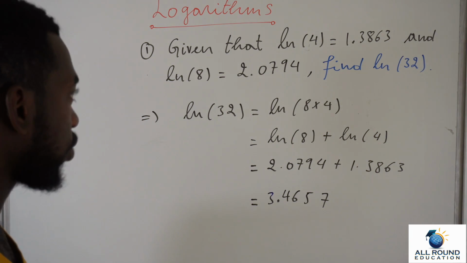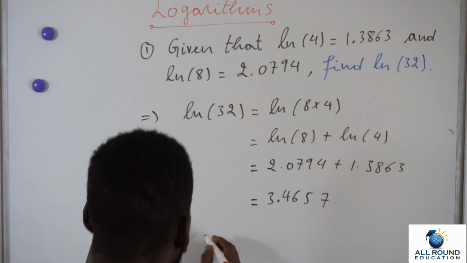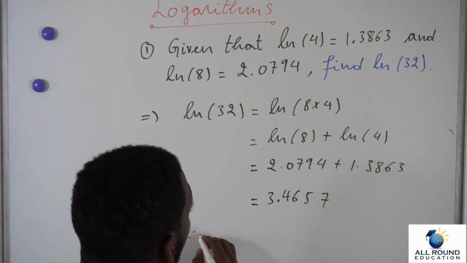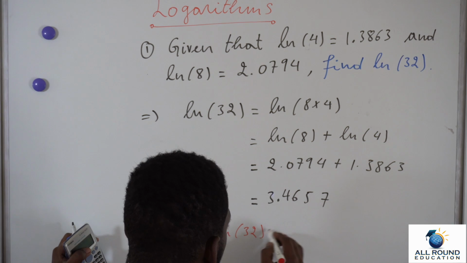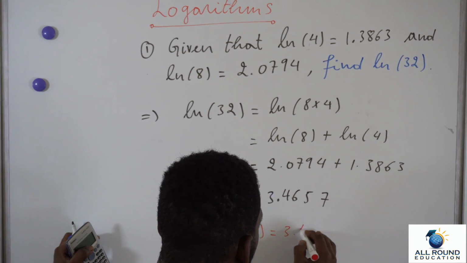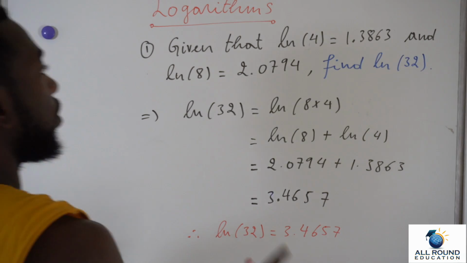However, maybe in a more formal way, you can just write, therefore ln 32 is equal to 3.4657. So this is your answer.